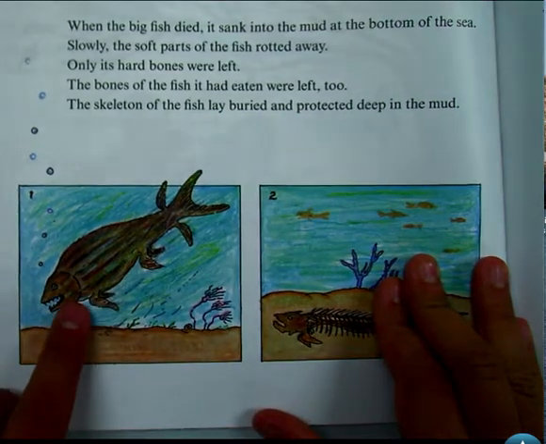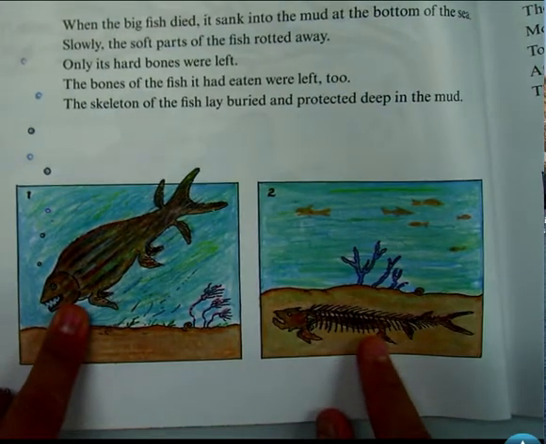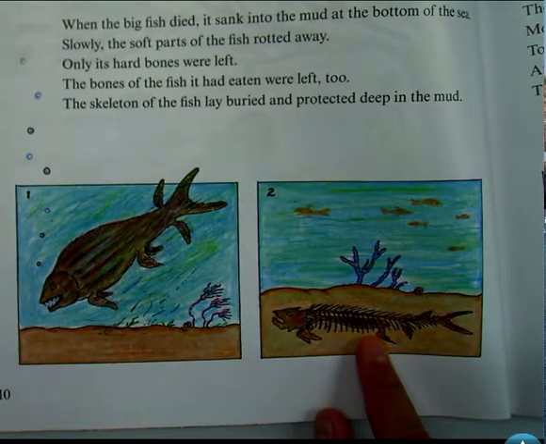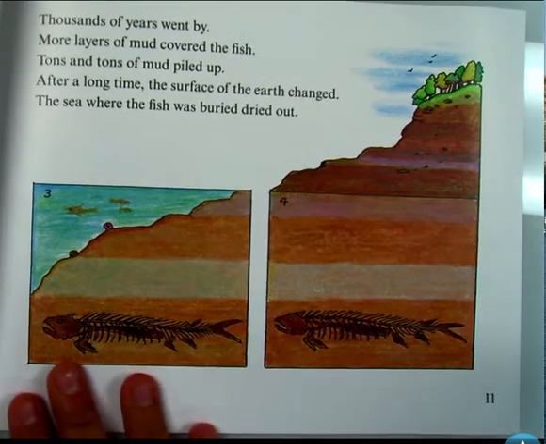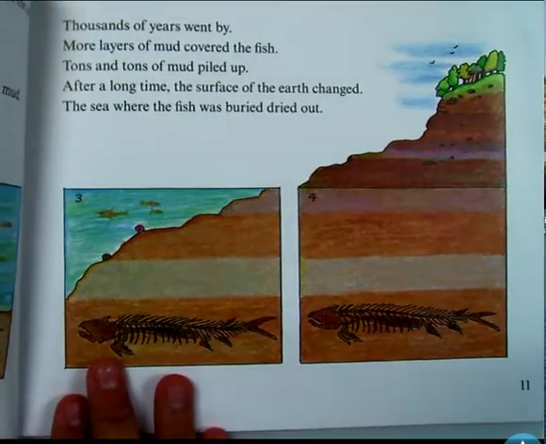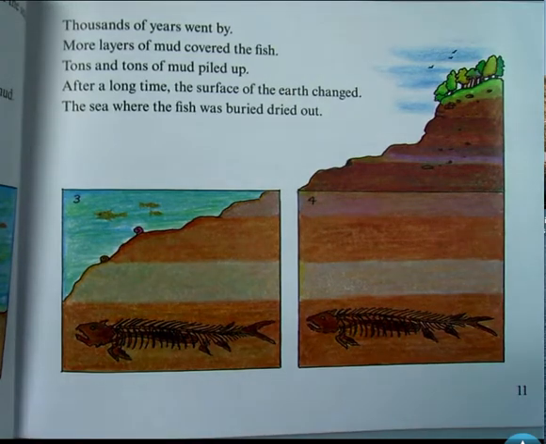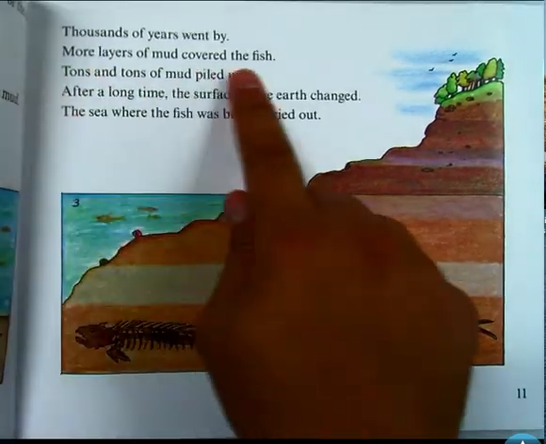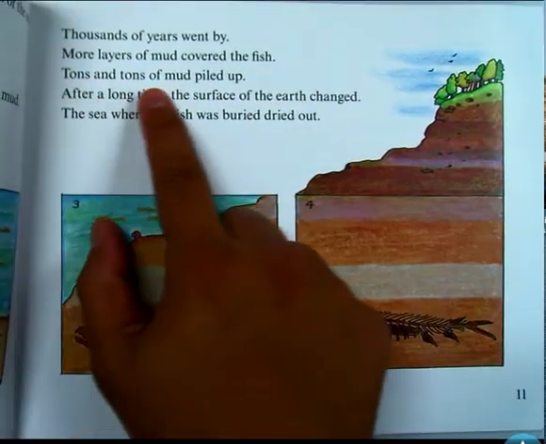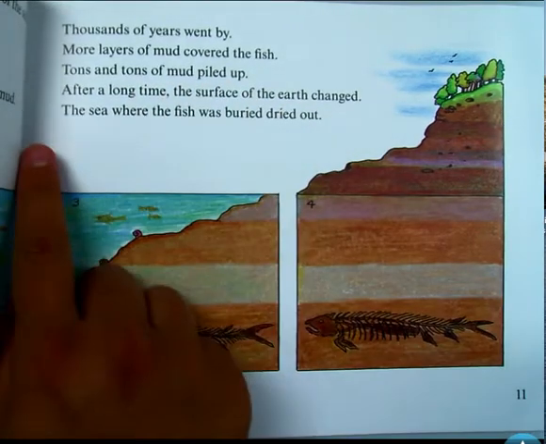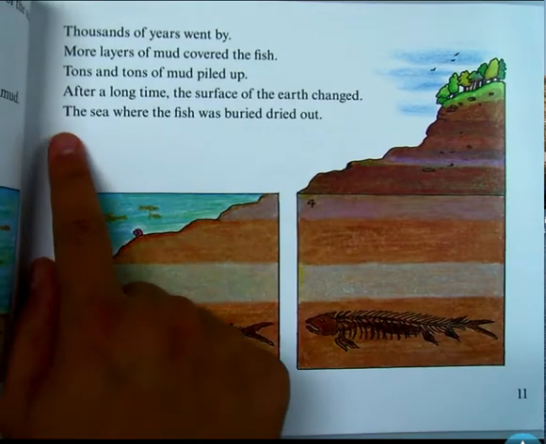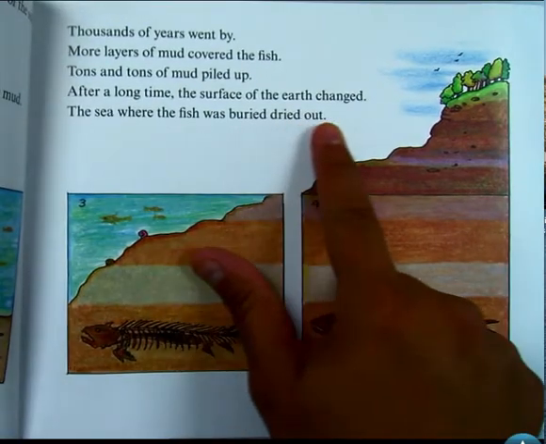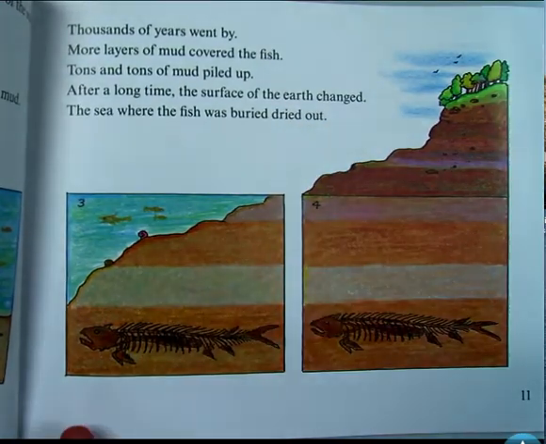So here he's going down, and then he got buried underneath some stone. It's dirt at that time, then it becomes stone. Thousands of years went by. More layers of mud covered the fish. Tons and tons of mud piled up. After a long time, the surface of the earth changed. The sea where the fish was buried dried out.